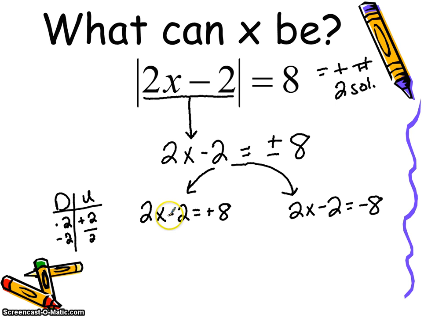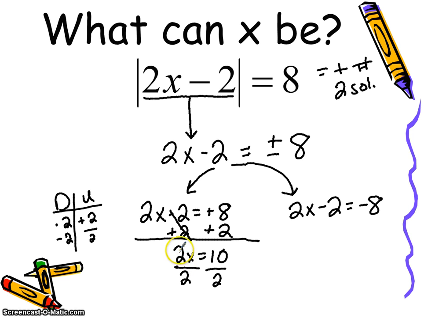To get rid of our constant of negative 2, we'd have to add 2. Negative 2 plus 2 makes 0. If we add 2 to one side, we have to add 2 to the other. 2x plus 0 is 2x, and 8 plus 2 is 10. Now our second step, we'll have to divide by 2 to create a coefficient of 1. 2 divided by 2 is 1. 1 times x is x. 10 divided by 2 is 5, so x is 5.